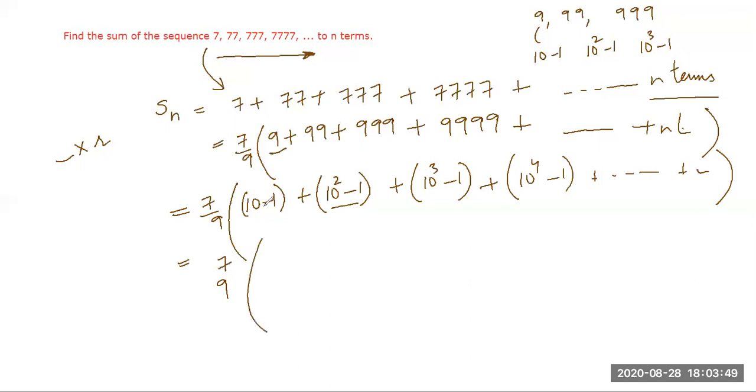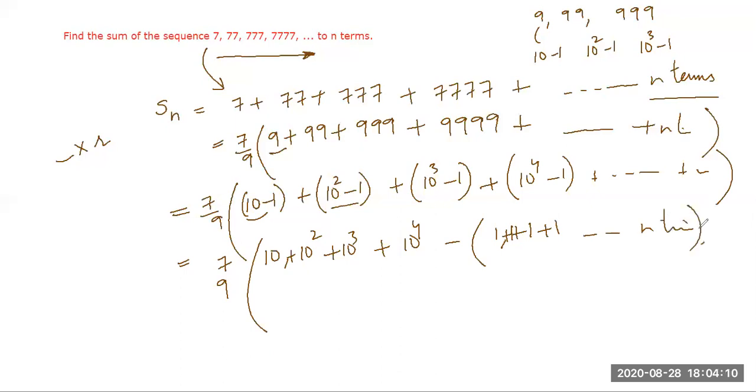7 by 9 into, so the first term of my GP will be 10, plus 10 square plus 10 cube plus 10 raised to power 4, and collect all the terms taking minus common: minus 1 minus 1 minus 1, how many times? N times. So it will be simply minus N. Now this is your GP. You can easily find its sum, minus N. You will get the answer. The time is going to go. All the best, students. All the best.